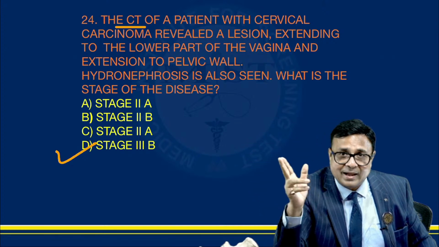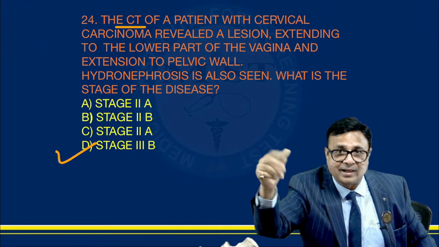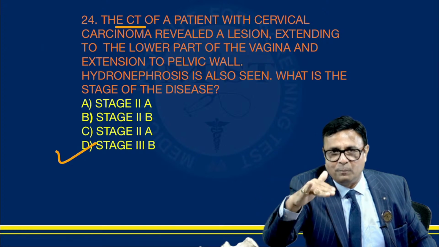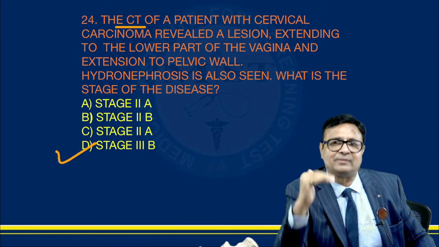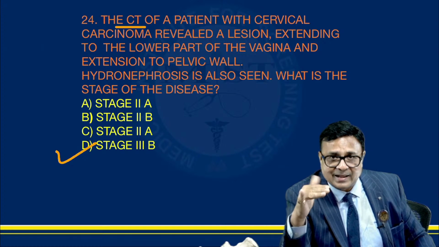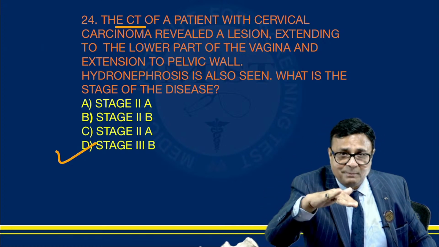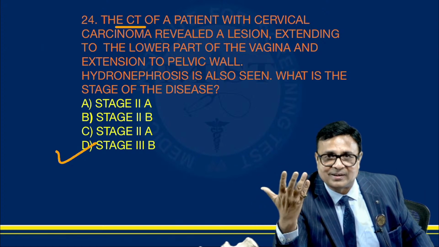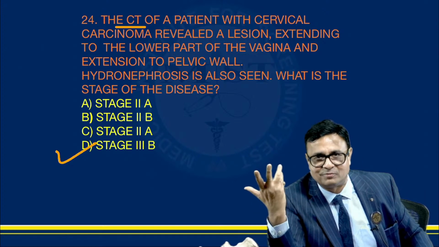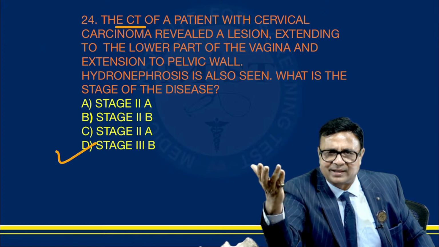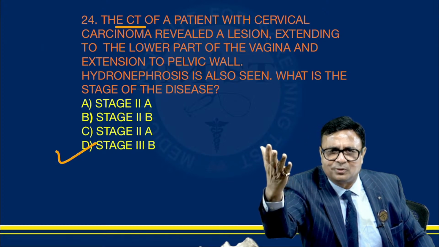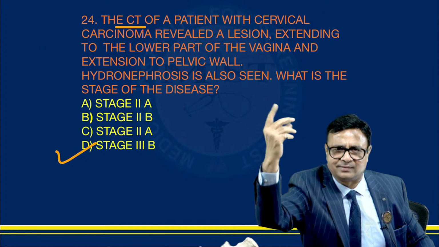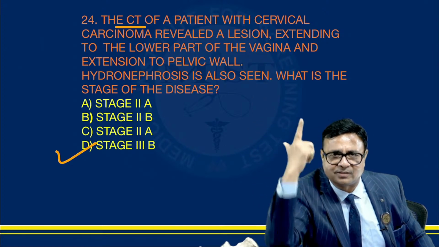What is 2A? Upper 2/3 of vagina. 2A1, less than 4 centimeter. 2A2, 4 or more than 4 centimeter. 2B, upper 2/3 of vagina plus extension to parametrium. 3A, lower 1/3 of vagina. 3B, extension to pelvic wall. 3C1, pelvic lymph nodes. 3C2, para-aortic lymph node. 4A, regional metastasis, either to the anterior region, urinary bladder, or to the posterior region, rectum. 4B, distant metastasis.